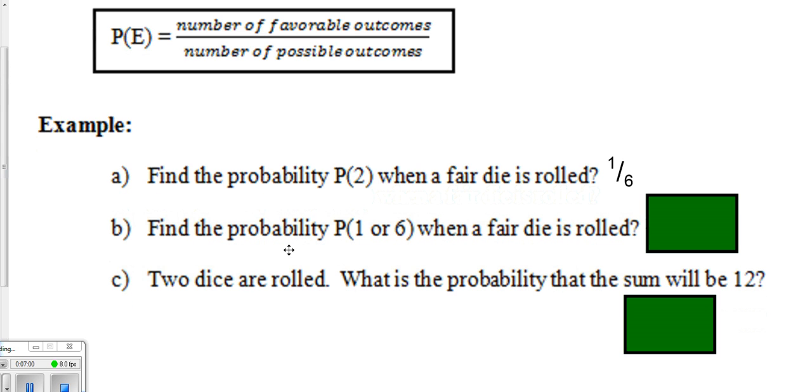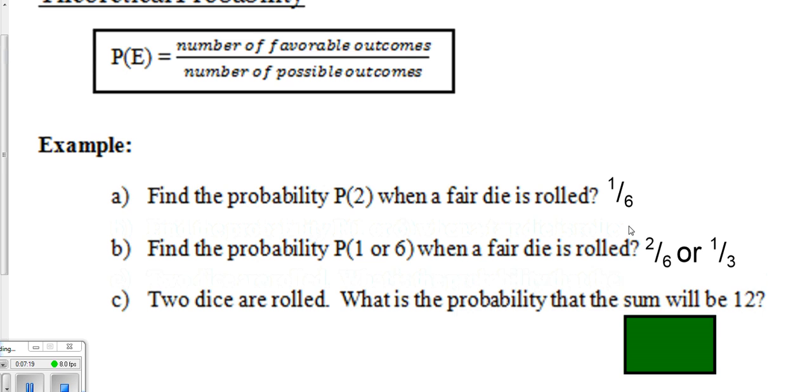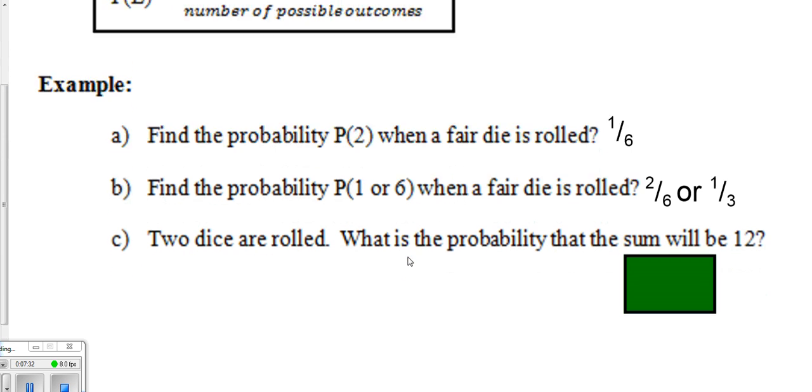Example B then, the probability of getting a 1 or a 6 when a fair die is rolled. Well, how many ways are there to get a 1 or a 6? Every time you roll the die, you can get a 1, 2, 3, 4, 5, or 6. 2 of those ways will work, the 1 or the 6. So we would say that 2/6 is our theoretical probability, or we can reduce that down to 1/3. Usually, if you can, you want to reduce any probabilities as low as they possibly can go. So we would say 1/3. 1/3 of the time, you should roll a 1 or a 6.